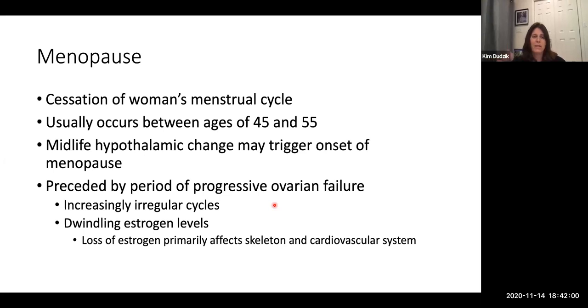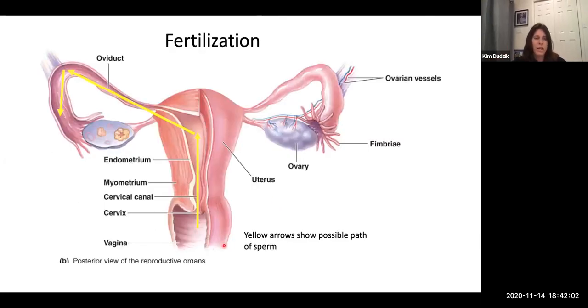Okay, but let's say fertilization occurs, right? So here we're going to get ovulation. Only one of the ovaries usually ovulates, could be two, but one.